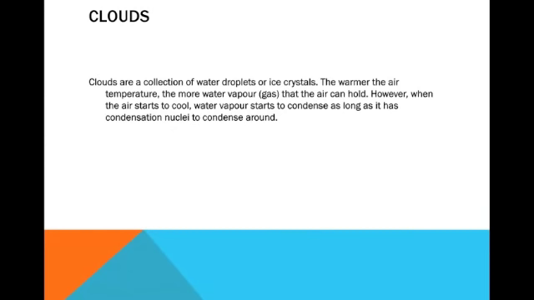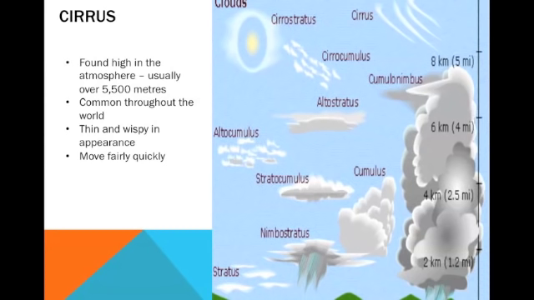Clouds. Clouds are a collection of water droplets or ice crystals. The warmer the air temperature, the more water vapor the air can hold, okay? If it's warmer, the air can hold more water vapor. However, when the air starts to cool, water vapor starts to condense, as long as it has condensation nuclei to condense around.